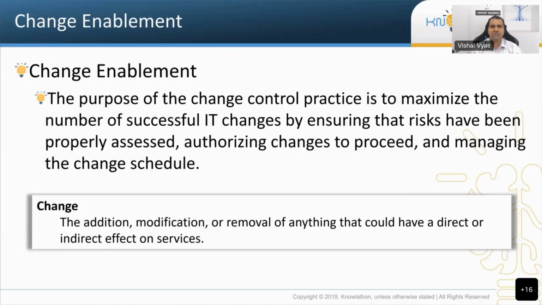Whatever changes that have been approved for next month, we will publish in a change schedule. So next month we are planning changes for this service on this day, this service on this day, this service on this day. So you can plan your work accordingly.